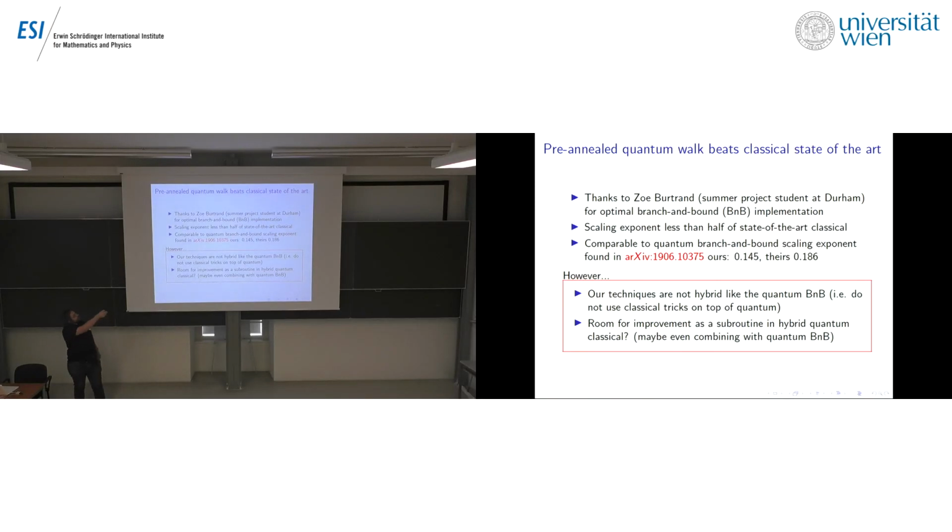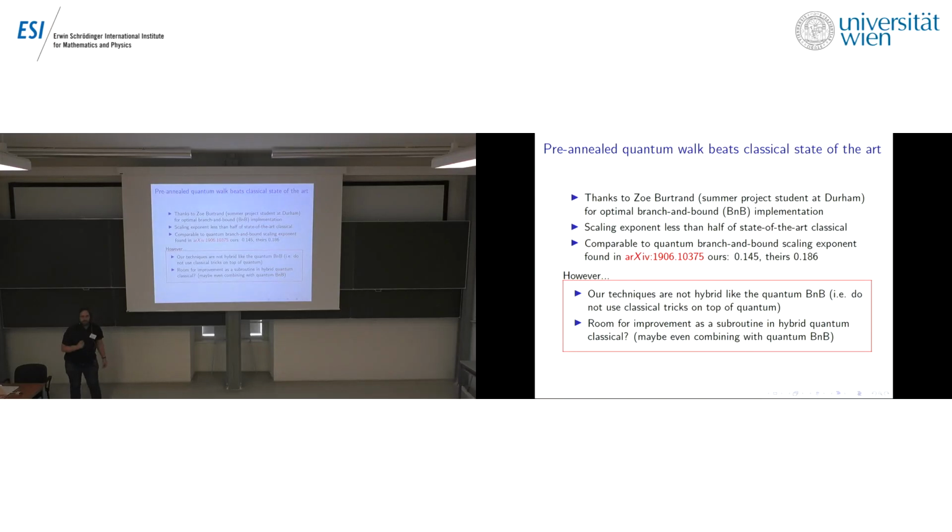This was work done by Zoe Bertrand, a summer project student, to implement the classical branch and bound. Now we can ask, all right, what happens if we look at a quantum algorithm and compare this to a different sort of state-of-the-art classical algorithm? There's a quantum version of branch and bound, not in our work, but you can find it in this paper here. And they get a very similar scaling to ours.